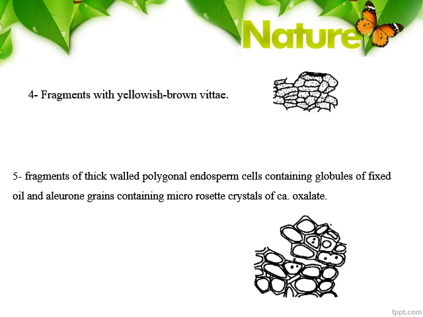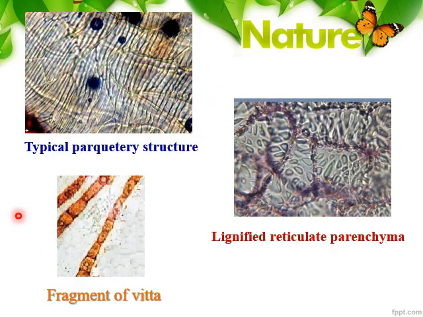The fourth fragment is the fragment of vitta with yellowish brown color. Fragment of thick wall polygonal endosperm cells containing fixed oil globules and aleurone grain, also containing microrosette crystal of calcium oxalate. Photographs from powder under microscope, typical parquetry structure, the daughter cells or the small parallel cells in different orientation, giving the typical parquetry structure. Fragments of vitta with dark brown or yellowish brown color, and lignified reticulated parenchyma from the mesocarp below the vascular bundle layer.